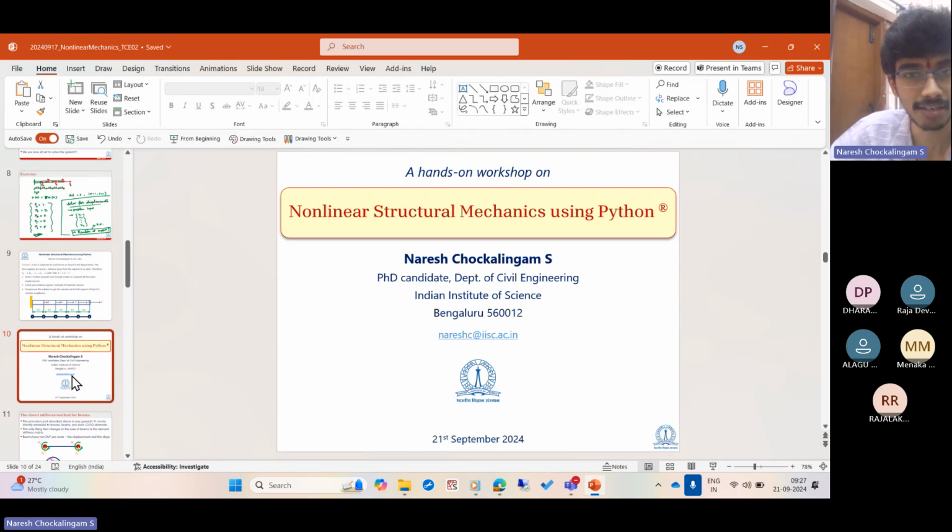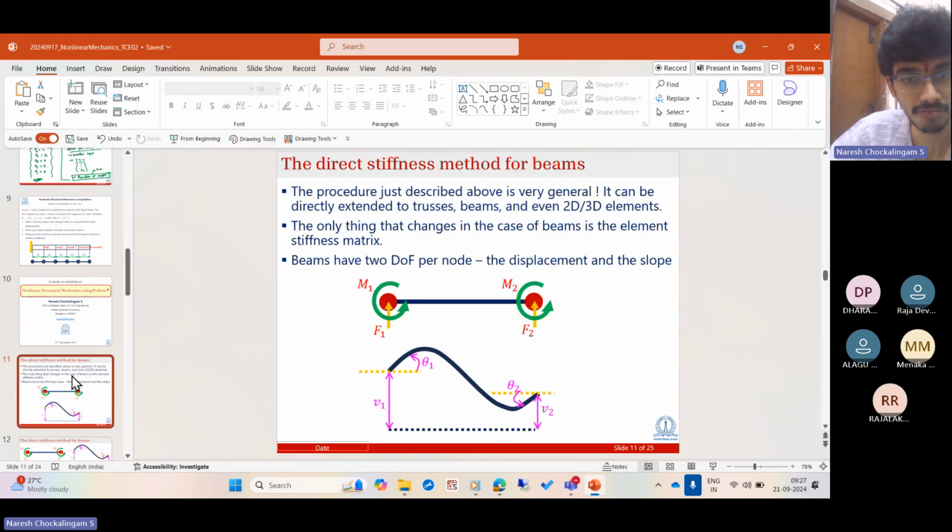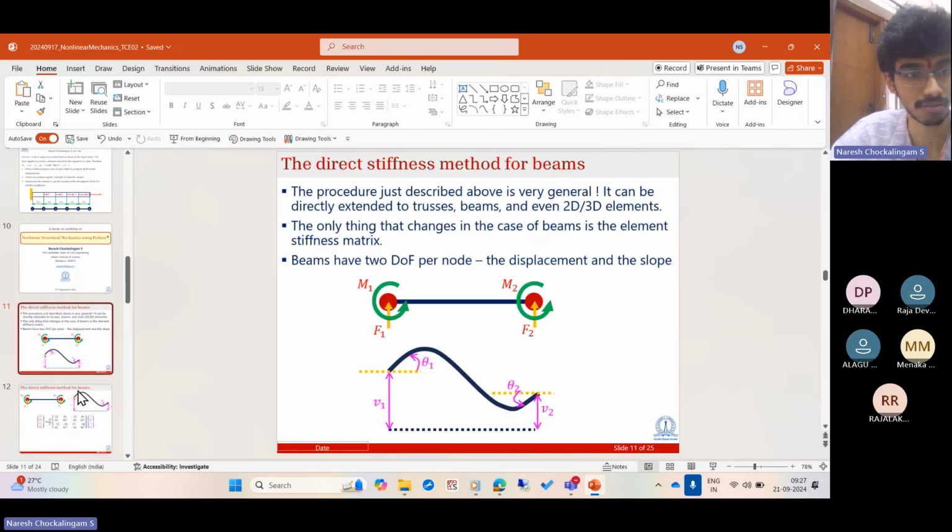Did you face any difficulty? If you have any doubts, you can ask me now. Because today we'll be entering the next part, which is the direct stiffness method for beams. So we'll be going from 1 degree of freedom per node to 2 degrees of freedom per node. So before getting to that point, you can tell me if you have any issues, or if everything is clear, we can go ahead. If you have any doubts in the bar element problems, you can ask me. If not, we'll just proceed with today's content.